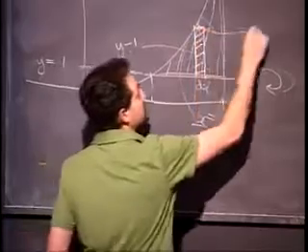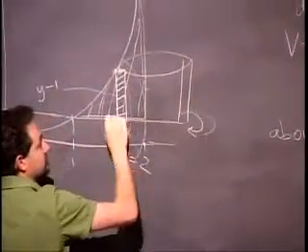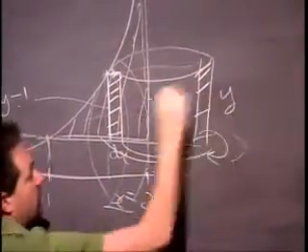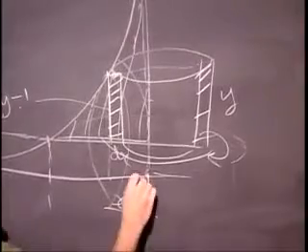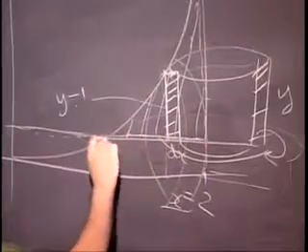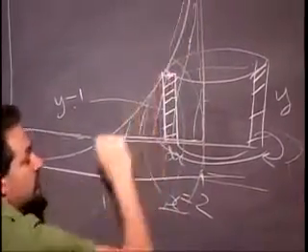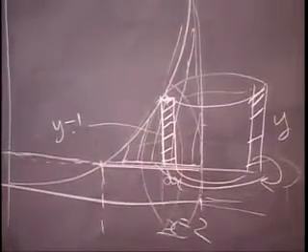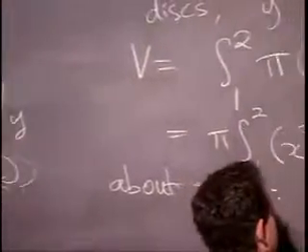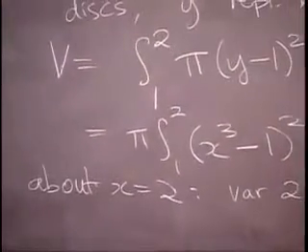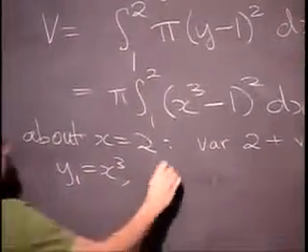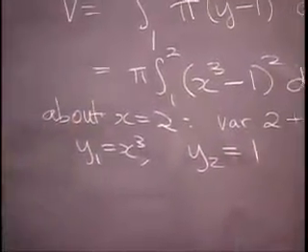If I now revolve this about x equals 2, I get a shell. The height of the shell is y, but it's not actually all the way down. See, it only goes down to 1. So I kind of need to think of this region as the difference between this top curve and the bottom curve. So I'm going to have to use variation 2 plus variation 3, where the top curve is y1 equals x cubed, and the bottom curve y2 is just 1, the height of 1.